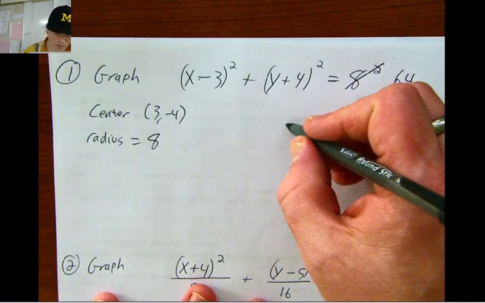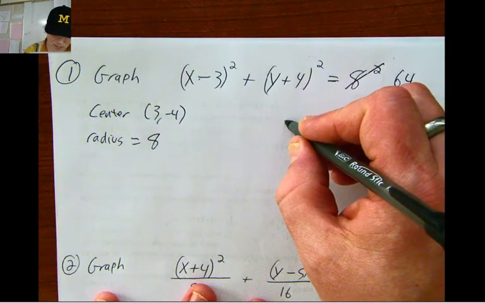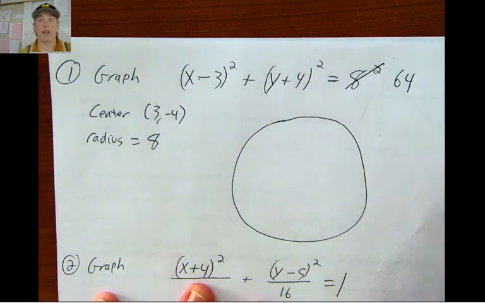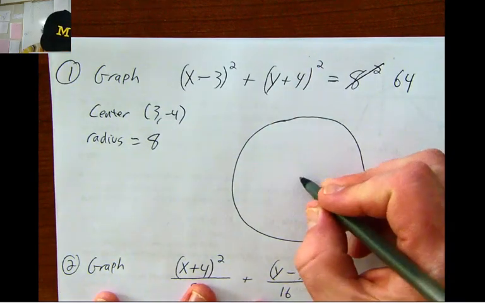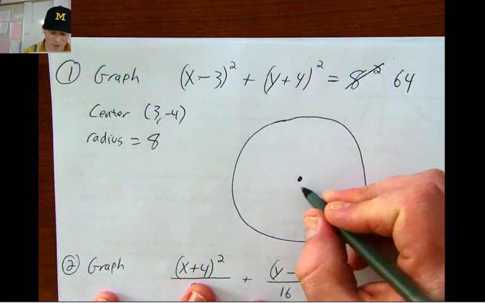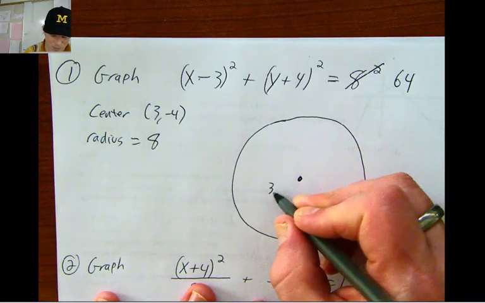So I know the graph is going to look like this. Check out a free-handed circle. Whoa, that's round. All right, the center right here. You can do this on graph paper, by the way. Just make sure you put your center at 3, negative 4.